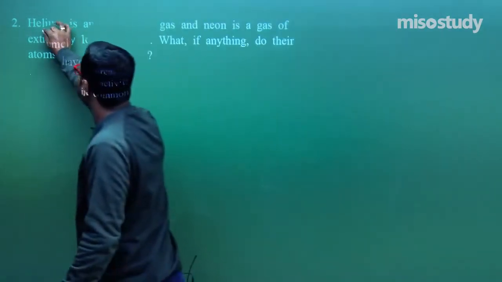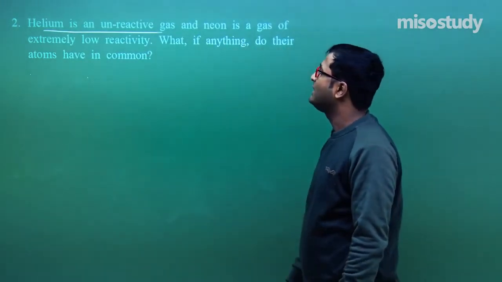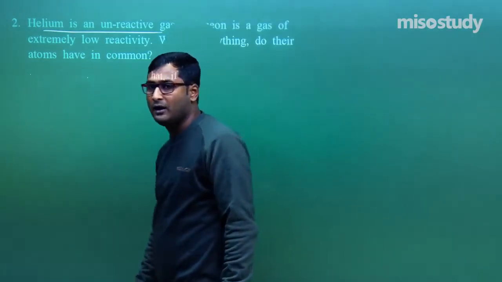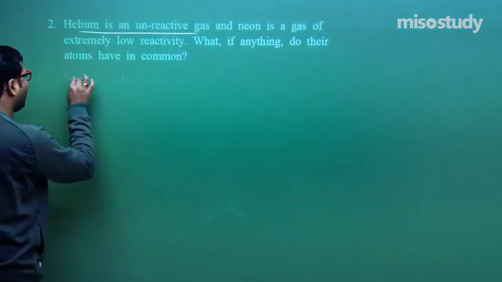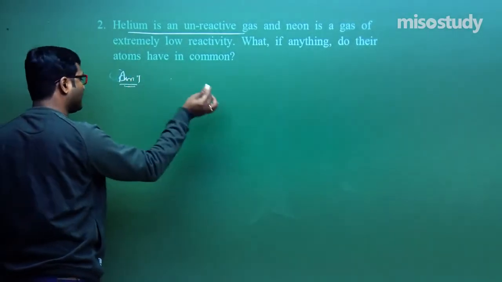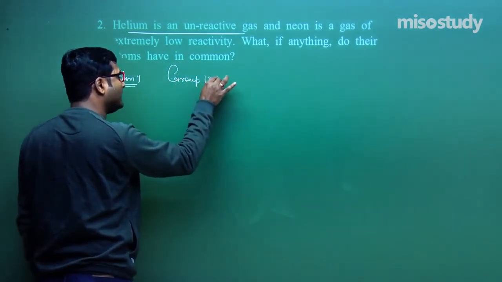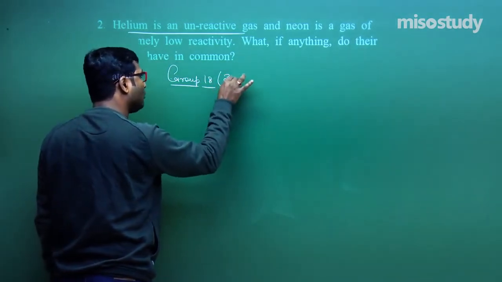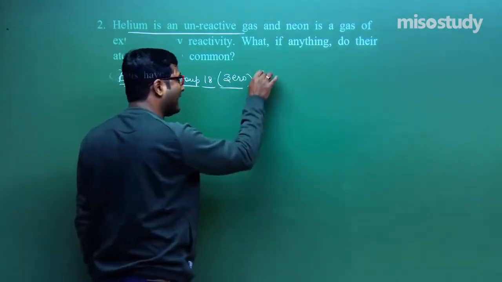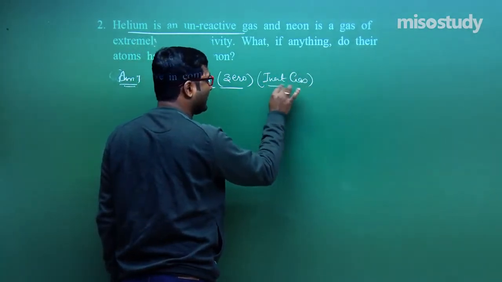It is given here, helium is an unreactive gas and neon is a gas of extremely low reactivity. What, if anything, do their atoms have in common? What is the similarity between helium and neon? As we all know, helium and neon belong to group 18, and this group is also called the zero group. Do you remember? And also called inert gases. I have discussed this during my lecture.